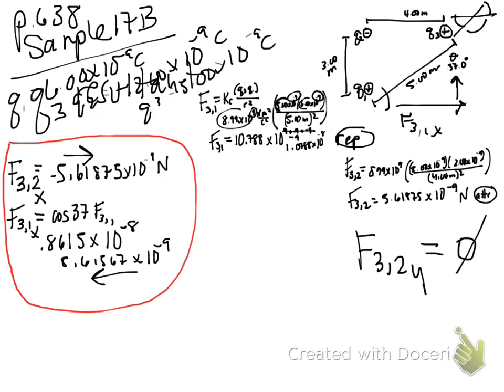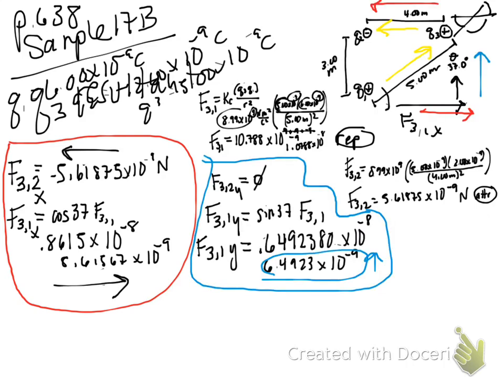So now we have our x's set aside. Now let's work with our y's. That one's easy. So the force on 3 from 2, y component is 0. Hallelujah, we got something easy. Now let's use trig to find the y component of the force on 3 from 1. Okay, so we've got the total y, and we've got both of our x's, so now we're going to get our resultant y and our resultant x so that we can move on to the last step.